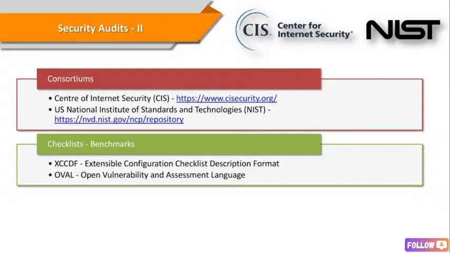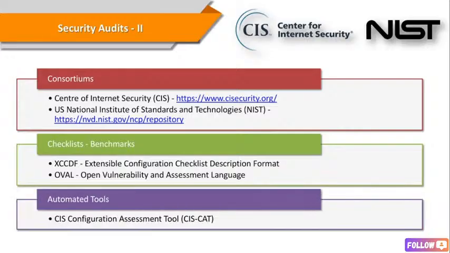OVAL definitions are evaluated using an interpreter called a scanner. You can, of course, create your own tool to automate your audits or use the tools created before. CISecurity has a tool called SysCat, the CISecurity Configuration Assessment Tool, which automates benchmarking of a number of operating systems.